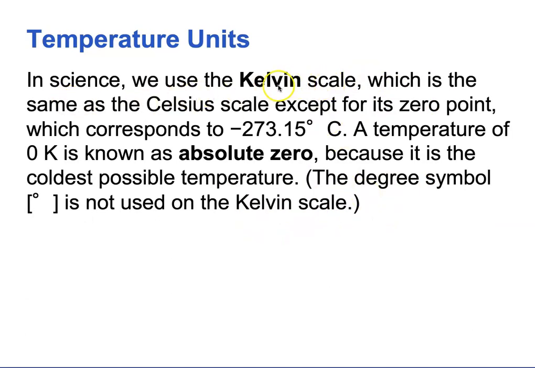In science, we use Kelvin scale, which is the same as the Celsius scale except for its 0 point, which corresponds with negative 273.15 Celsius. So that right there would be your 0 point starting with Kelvin. So 0 Kelvin equals negative 273.15. A temperature of 0 K is known as absolute zero. Make sure you put this in your notes because it is the coldest possible temperature. The degree symbol, which is that little circle that we usually have, is not used in the Kelvin scale. So it's no degrees. It will just be whatever you find the temperature to be, and you put a K beside of it.